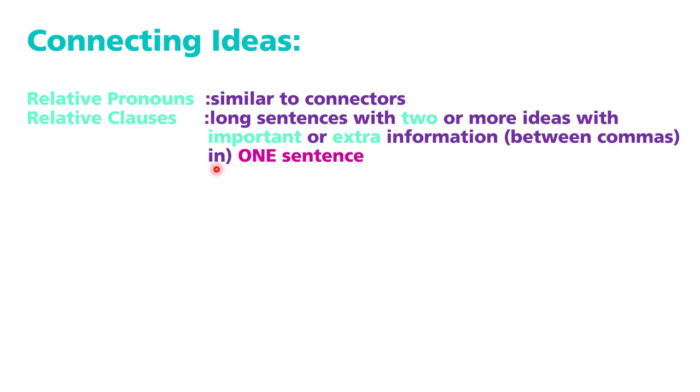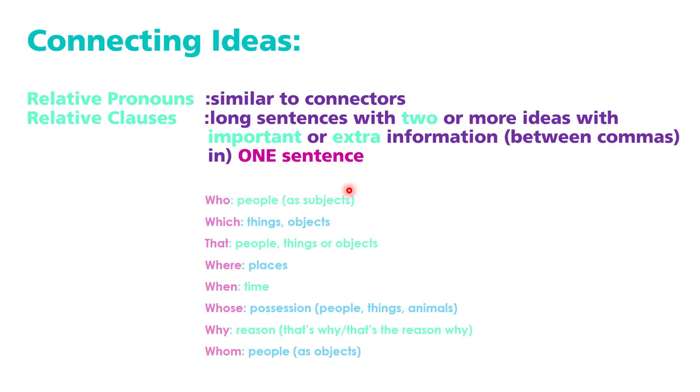Sometimes we have important or extra information. The extra information usually is in the middle and is between commas, and we have all this in one sentence. For example, the relative pronouns that you are familiar with are the following. Who is for people, which is for things, objects, or animals, that is for people, things, or objects, also for animals. Where is only for places, when is for time. Whose is to show possession of people, things, and animals.